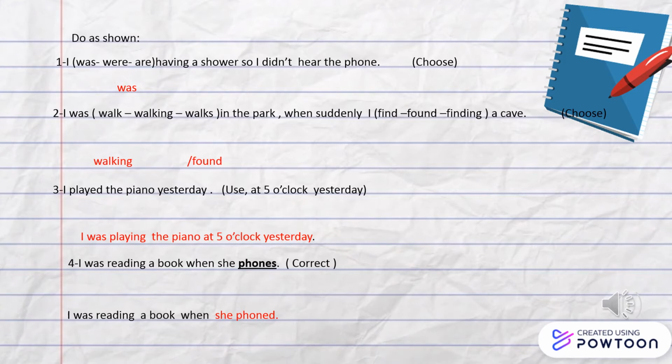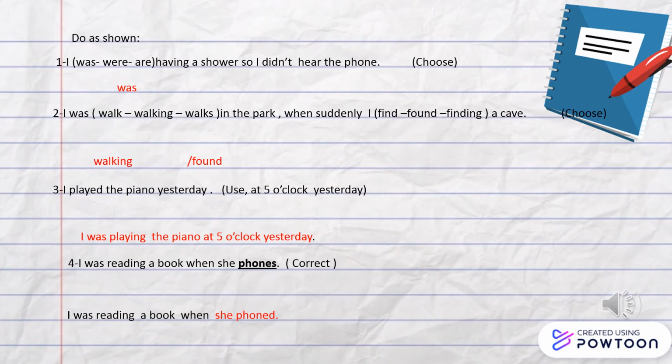Number 3. I played the piano yesterday. Use at 5 o'clock yesterday. We should put at 5 o'clock yesterday in this sentence and change it. Excellent job, great students. The sentence will be I was playing the piano at 5 o'clock yesterday. As you notice here, we change the sentence from the past simple to the past continuous. Why? Because we specify the time in the past. When we specify the time in the past, we use the past continuous tense, not the past simple. So the sentence will be I was playing the piano at 5 o'clock yesterday.